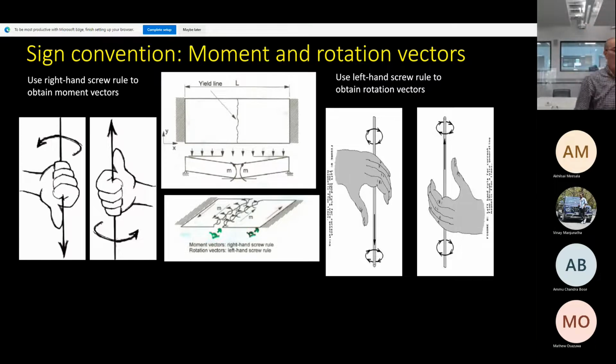Is that clear? What you notice, very, very important, along a given yield line, the two vectors must be equal and opposite. They must be opposite in direction because they are in equilibrium. Is that clear? So you can't go wrong. Any questions? Okay, so that's for the moment.